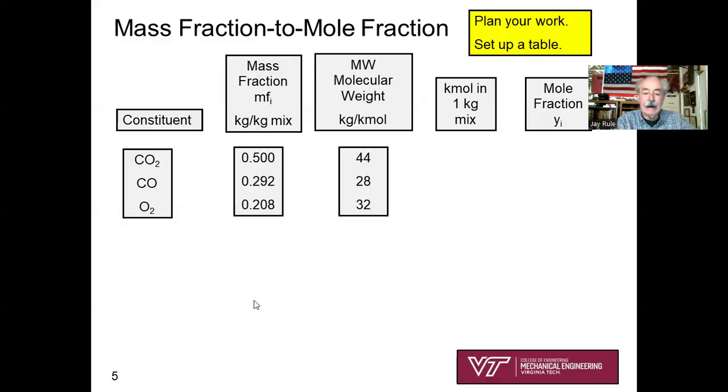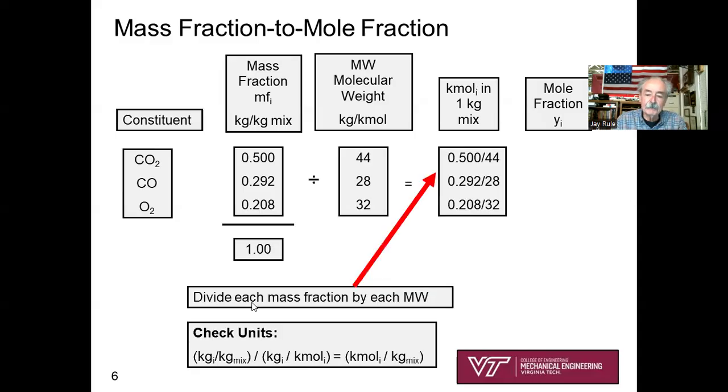Okay, next step. Let's tabulate our molecular weights. CO2, 44. Hopefully you've got that in your head by now. It's going to be 12 carbon plus 2 times 16, 44. Carbon monoxide, 12 plus 16, 28. Oxygen, 2 times 16, 32. Plop those down. Don't just keep those up in your head. Plop those down because this next part is a little bit harder.